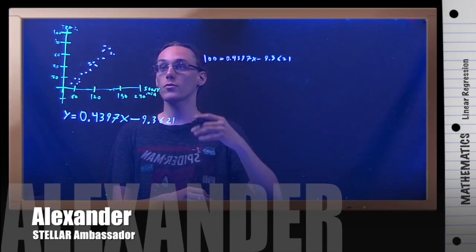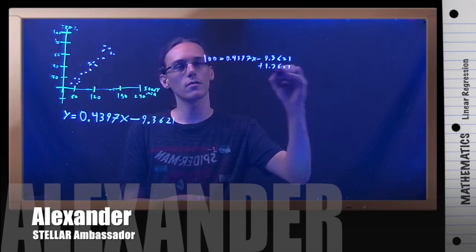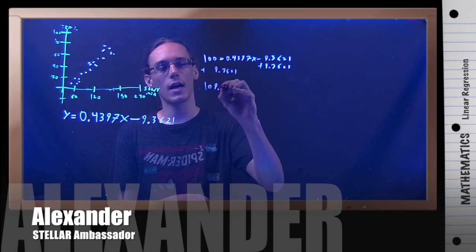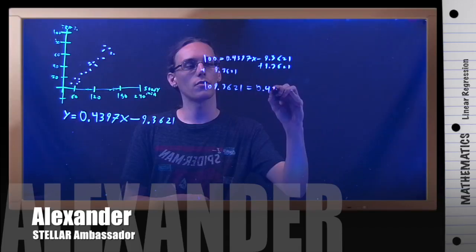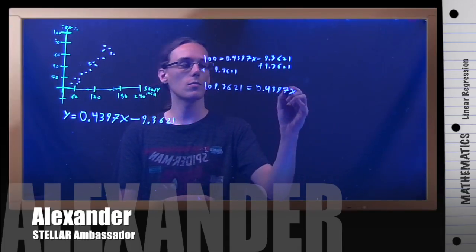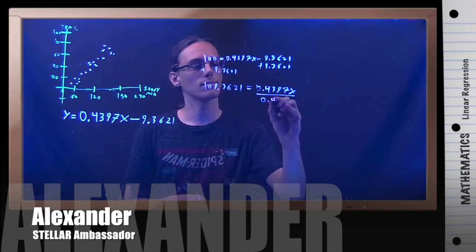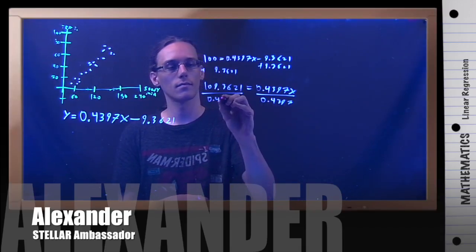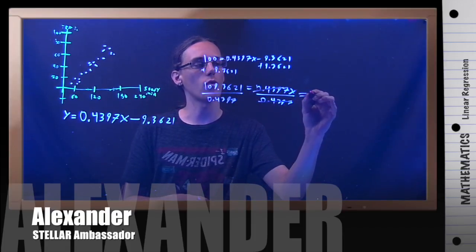So if I'm solving for x, what I would do first of all is add the 9.3621 to both sides. So I have 109.3621 is equal to 0.4397x. And then to get x by itself, since this number is multiplying, I will just divide it on both sides. Cross those out. This is equal to x.